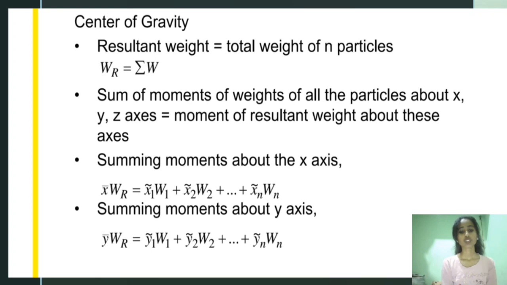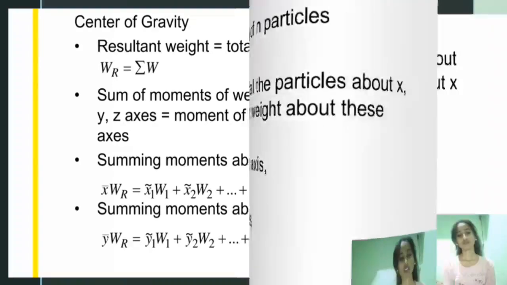Sum of moments of weights of all the particles about x, y and z axis equals the moment of resultant weight about these axes. Summing moments about the x-axis: x bar W_R equals x1 bar W1 plus x2 bar W2 plus so on, xn bar Wn. Summing moments about the y-axis: y bar W_R equals y1 bar W1 plus y2 bar W2 plus yn bar Wn.